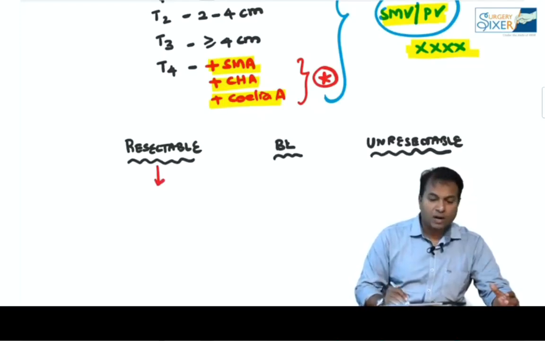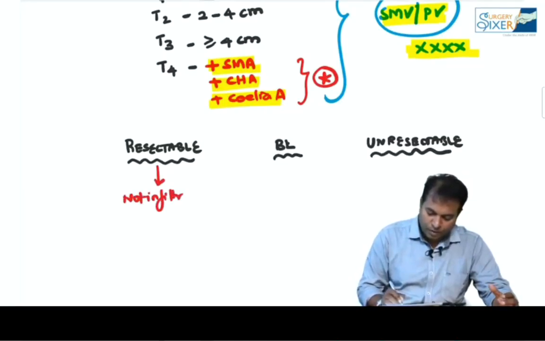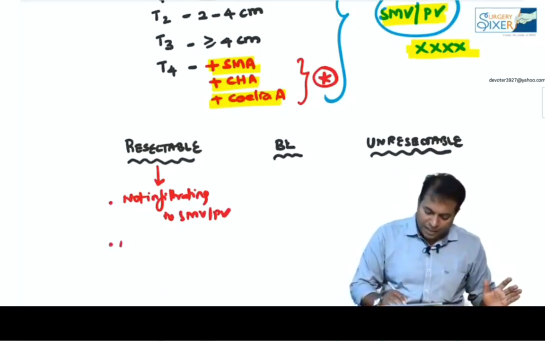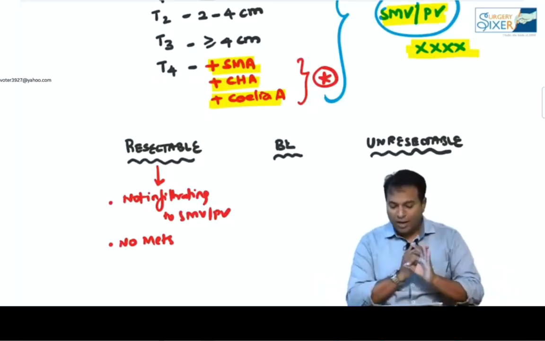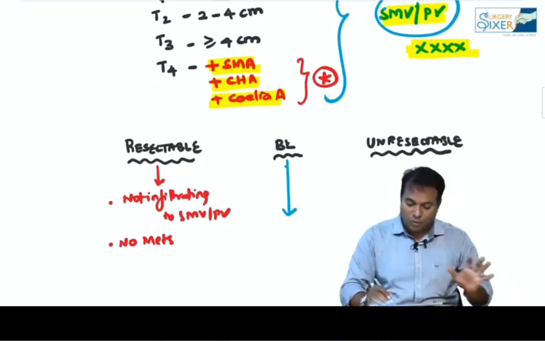Resectable cancers are those with no infiltration to the superior mesenteric vein or portal vein, and there is no mets. That's all. Very well known answer. Resectable tumors will have no infiltration to SMV or portal vein, no mets. Borderline resectable tumors. Please remember, this is the only question which will be asked for your exams.